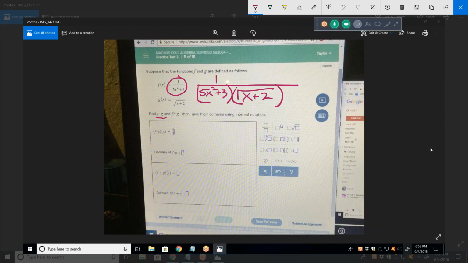Now, that can never be 0 by the same reasoning. We have an x squared plus 3. So the only thing that we're concerned with is the other half, the square root. So what should I write in terms of an inequality that I can then solve?